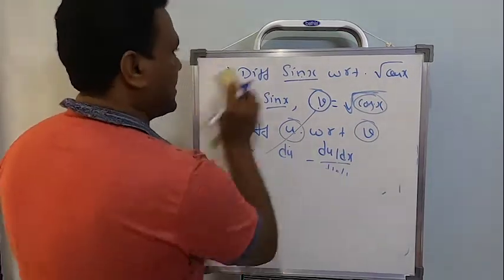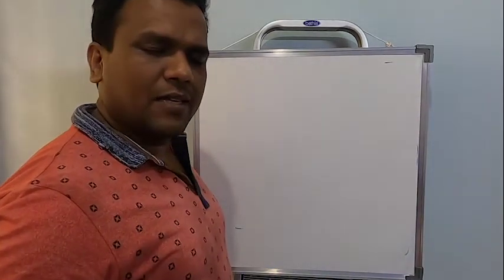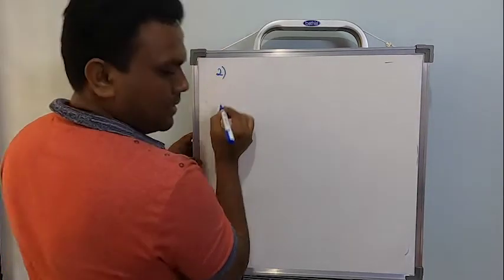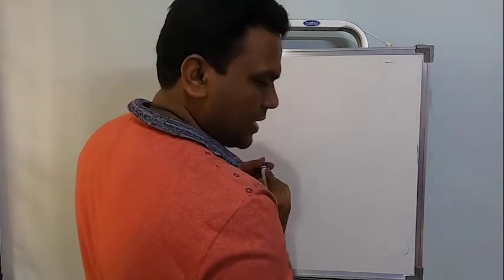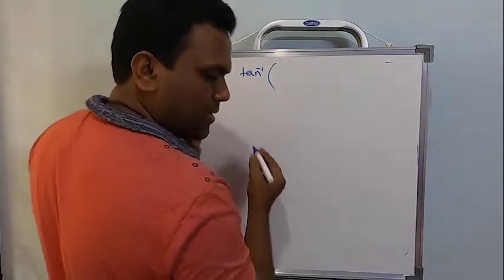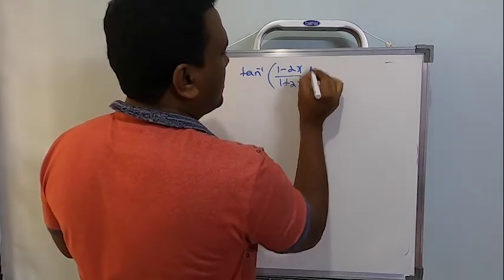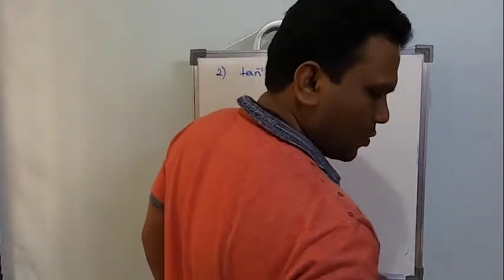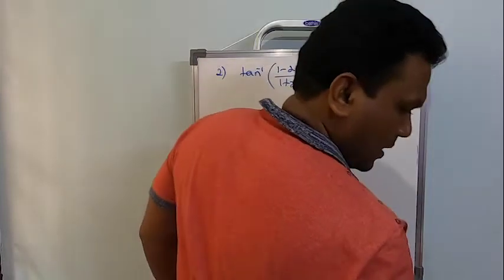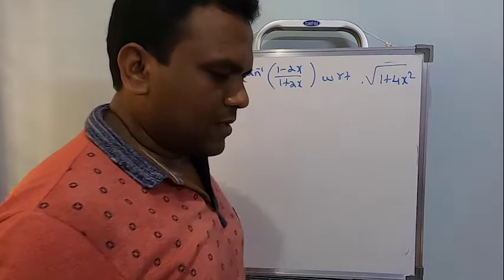Let's go to the next, second problem. There are not many problems of such kind, okay, but it's an important one. Okay, now let's consider the second one. They said differentiate tan inverse of (1 minus 2x) by (1 plus 2x) with respect to root of 1 plus 4x square. So your procedure remains the same.